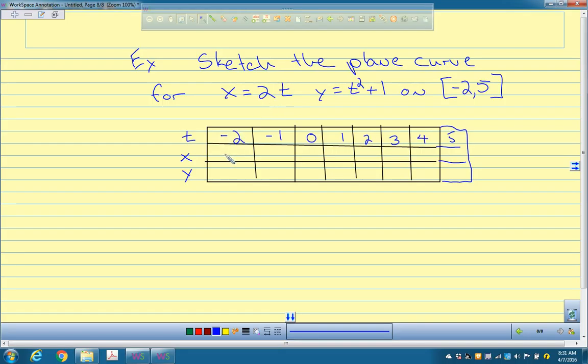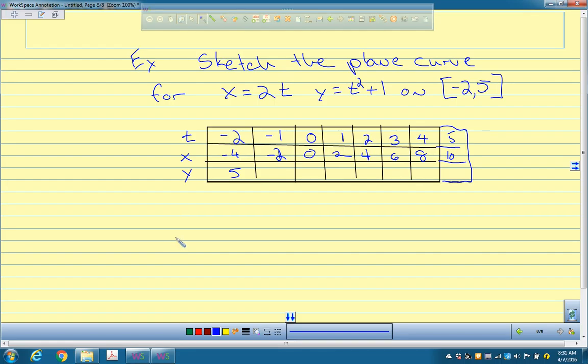2 times -2 is -4, -2, 0, 2, 4, 6, 8, 10. Do you guys all see where those numbers came from? I'm just plugging my t values into this equation. Now I'm going to take my t values and plug them into my y equation. What do I get in this case? 5.